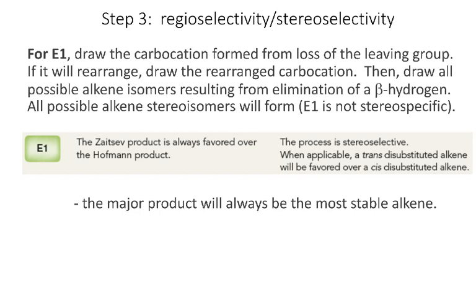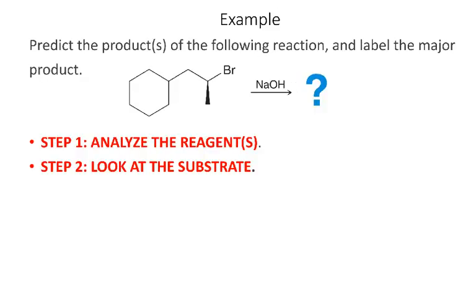And the process is also stereoselective, so when applicable, the trans disubstituted alkene will be favored over the cis disubstituted alkene, or more generally, it's going to favor the product where the bulky groups are on opposite sides of the double bond. All right, so let's take a look at an example.